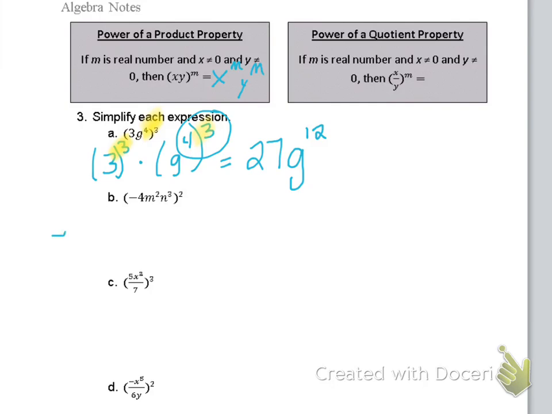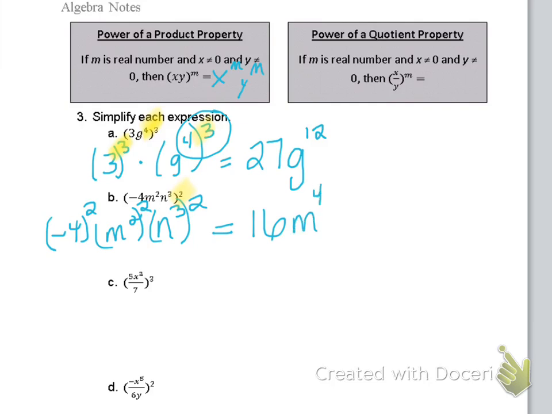So we have our factors. We have negative 4, we have m squared, and we have n cubed. And we're going to hold all of these to the squared power. So I'm going to add a squared to all 3 of them. And then I'm going to go through and solve them. So negative 4 times negative 4 would be positive 16. And then m squared squared, we multiply 2 times 2, so m to the 4th power. And then n to the 3rd power squared, we multiply the 3 times the 2, which is n to the 6th power.